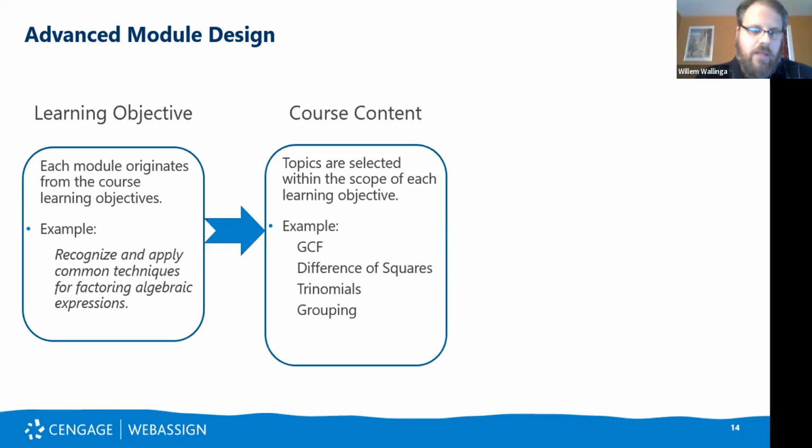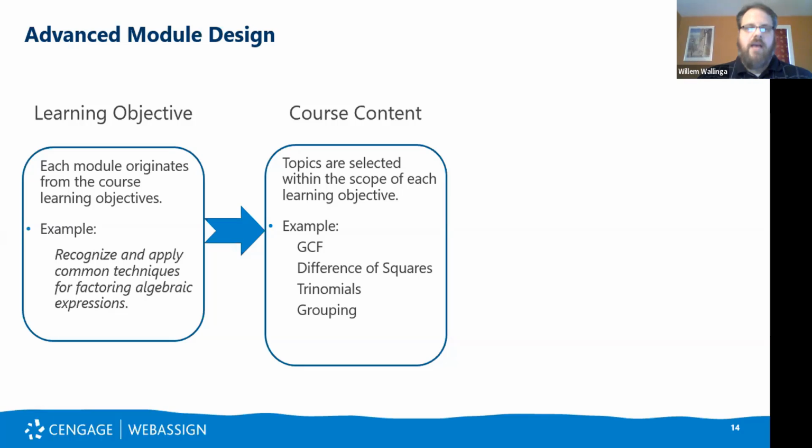So for example, topics within the particular one that I listed would be greatest common factor, difference of squares, trinomials, grouping. You might also have things like sums and differences of cubes and other types of factoring techniques, depending on the scope of your course.